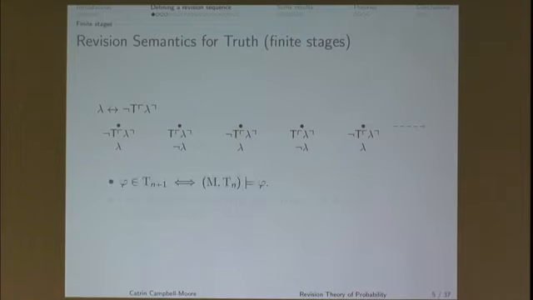And that's characterized by this. Something is in the extension of the truth predicate, well, really you should have the code of phi, but that's notation abuse. Something is in the extension of the truth predicate at the next stage if it was satisfied at the previous stage. So that's how you get the liar going true, false, true, false, true, false. So now we know how to do truth in the finite stages. How do we do probability?